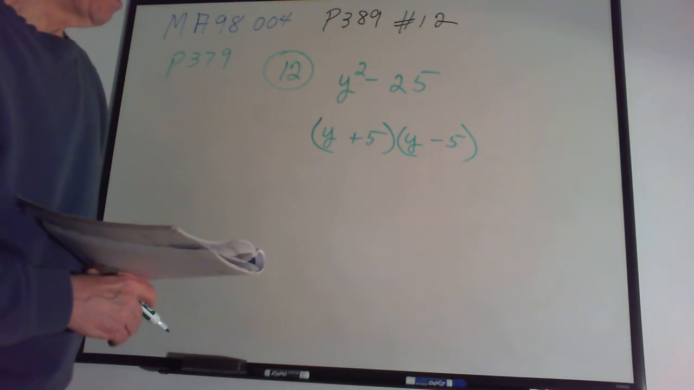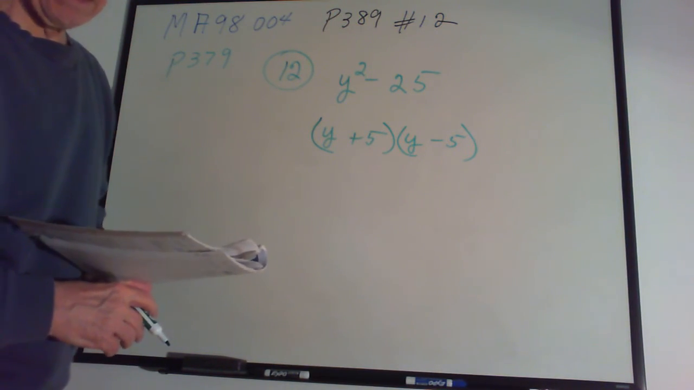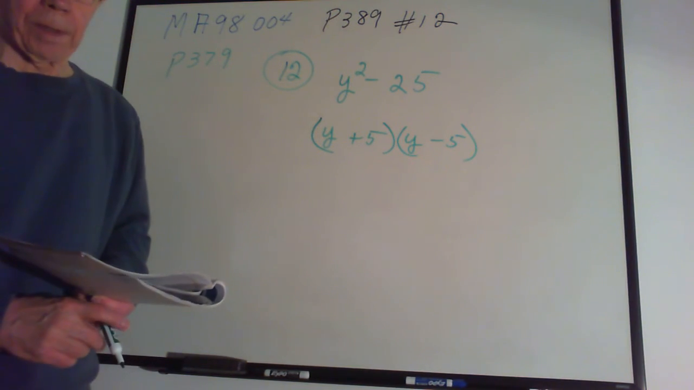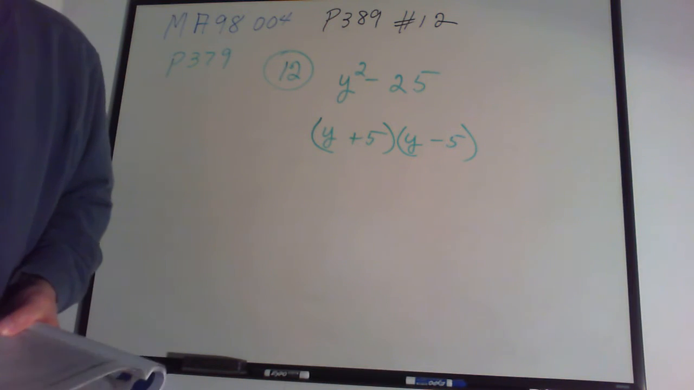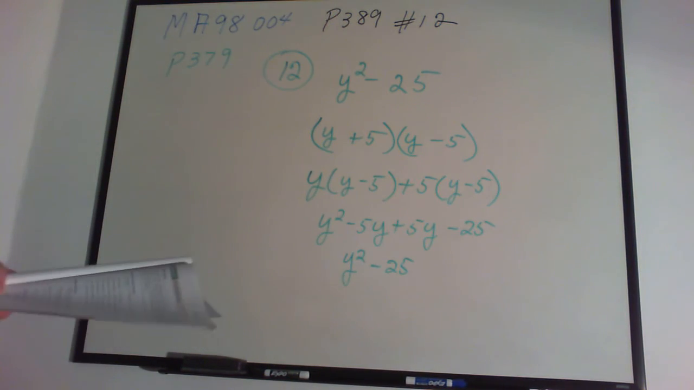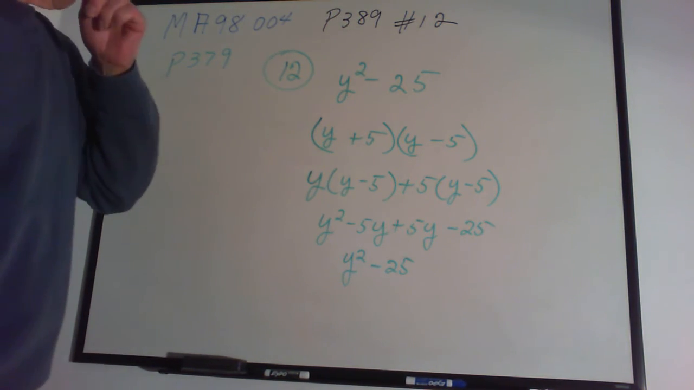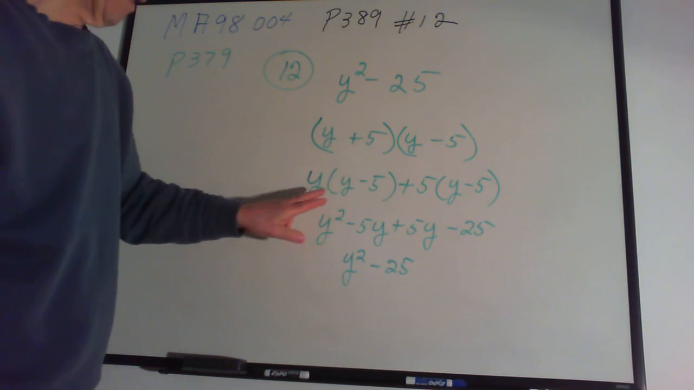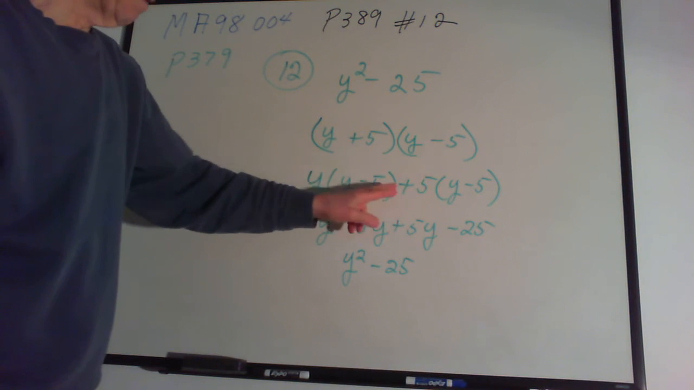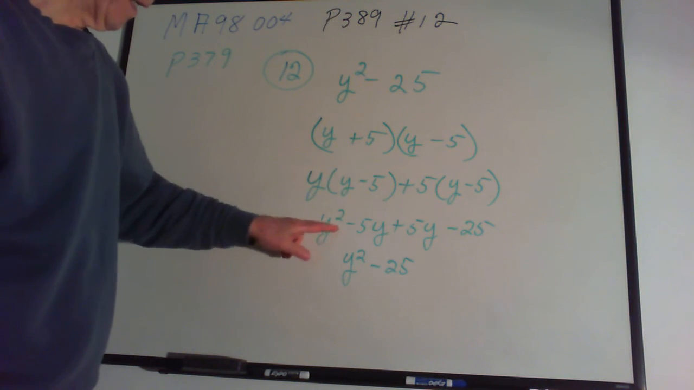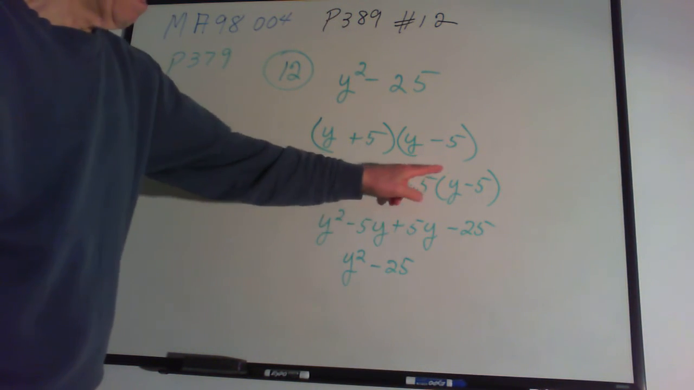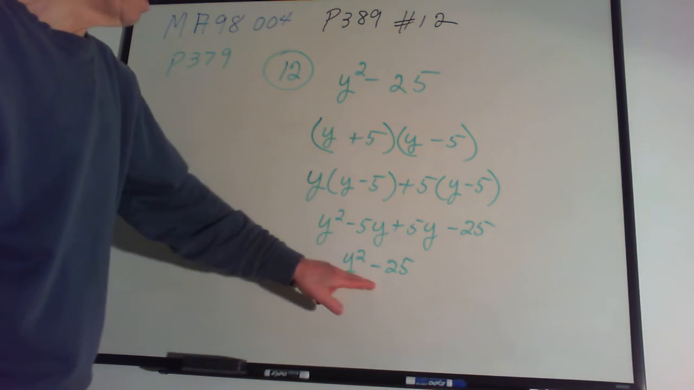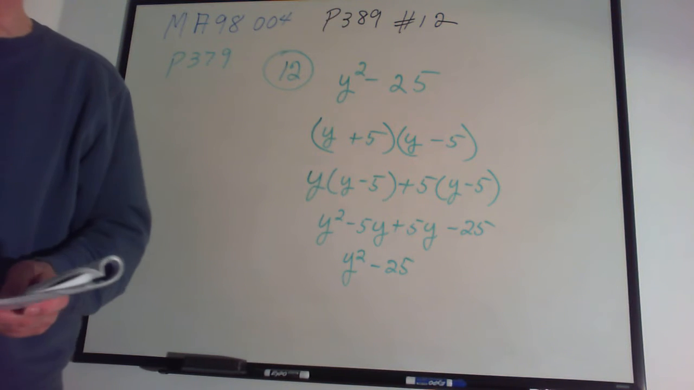All right, so pause the video again, multiply it back out. You've done problems like this before, but multiplying it out will help you understand it. All right. Multiply it back out. This tells me to multiply everything in here by y, everything in here by plus 5. I get my y squared minus 5y plus 5y minus 25. These two cancel out, so I end up with what I started with.